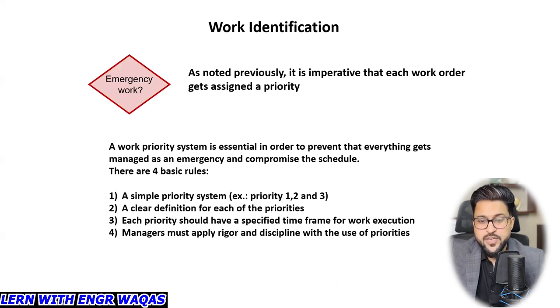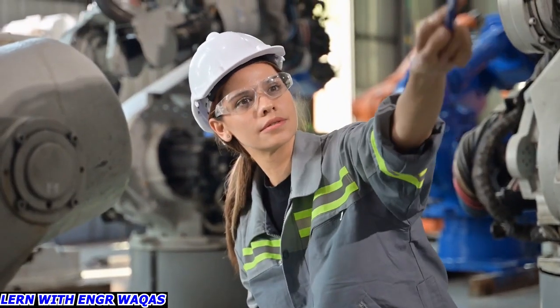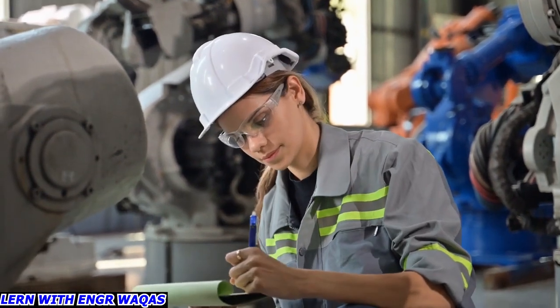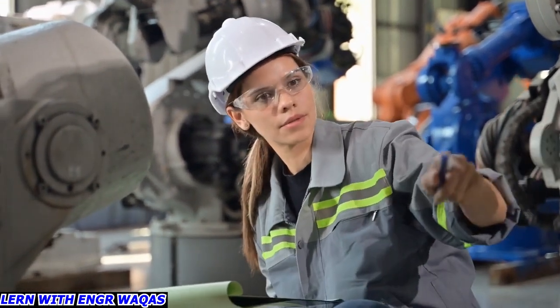As noted previously, it is imperative that each work order get assigned a priority. Yes, because some are very emergency oriented, some kind of task can be postponed and can be part of scheduled maintenance later on, part of our schedule management. So it is a priority based system. We are going to number every identified work with their priority, like 1 2 3, something like that.